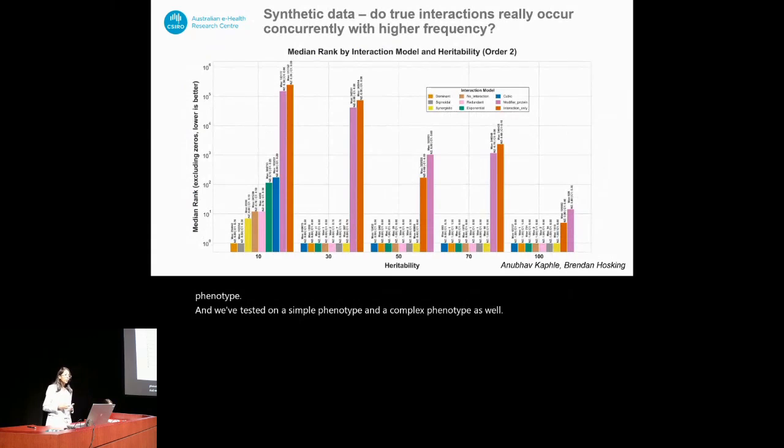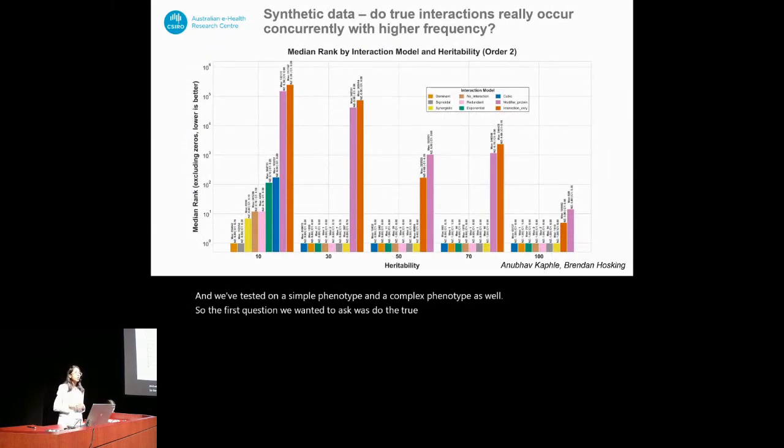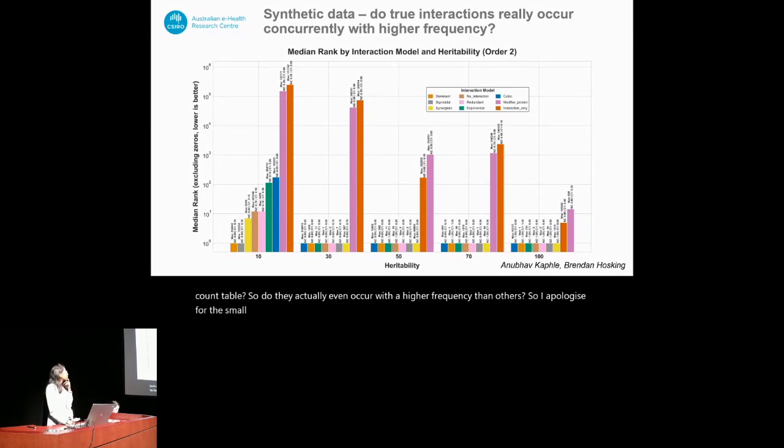So the first question we wanted to ask was, do the true interactions actually occur on top of that count table? So do they actually even occur with a higher frequency than others? I apologize for the small text here. On the x-axis, you have heritability, which is probably not the best word to use. It's more the variance explained by the model. And then on the y-axis, you've got the median rank for that particular data set.